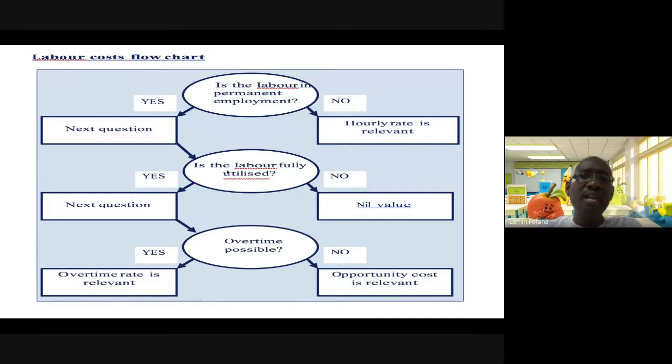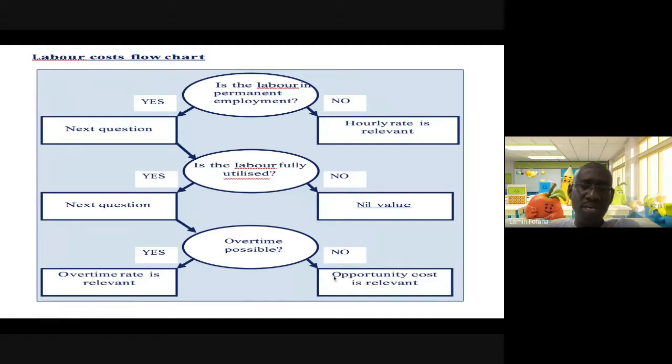Okay? So if the labor is fully utilized, that means all the workers have got work that they do on a daily basis. Then you ask yourself, is overtime possible? Because in some organizations, you are not allowed to take any overtime, or even if you take overtime, it's free of charge. So if overtime is possible, then you're going to ask your workers to work overtime. And if they work overtime, the rate you are going to pay them will be a relevant cost.